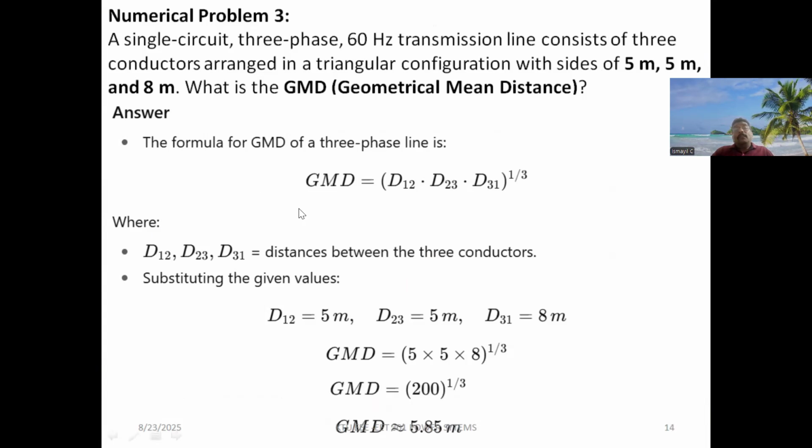So here we can directly use the formula, cubic root of D12, D23 and D31. You just substitute the values of distances in the cubic root. Instead of writing the cubic root, I am writing all raised to 1 by 3. So I'm getting GMD is equal to 5.85. So problems are very simple. Moving to the next problem.